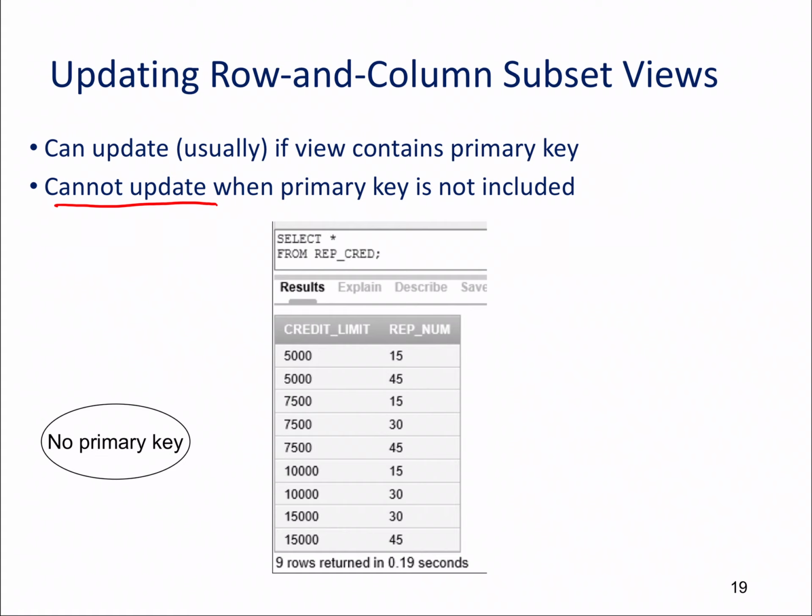For example, in the following picture, if you look at the rep cred view, you can see that it does not contain the primary key of the customer information. So you don't know which customer record you're trying to update. Therefore, you cannot update the base table, which is the customer table, through this view.